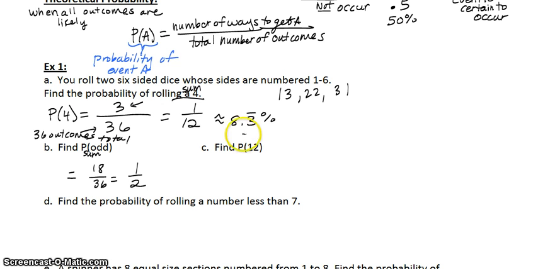Next, I want to find the probability of a sum of 12. So look at your dice sample space. How many of those add to be 12? And there's only one of them this time, 6 and 6.